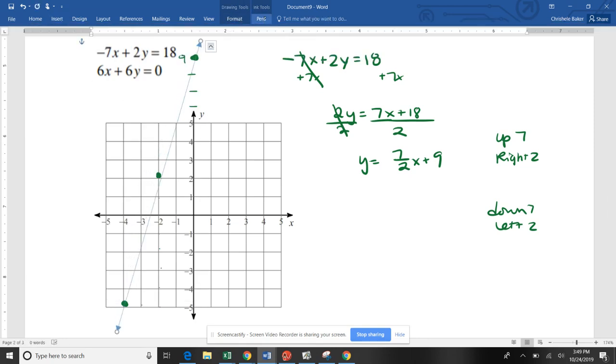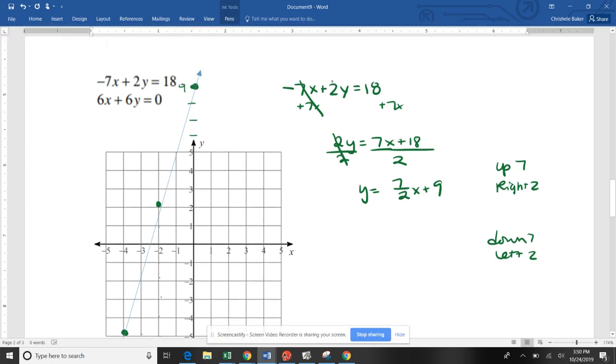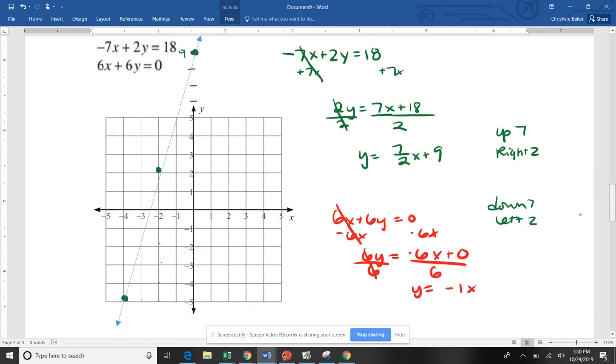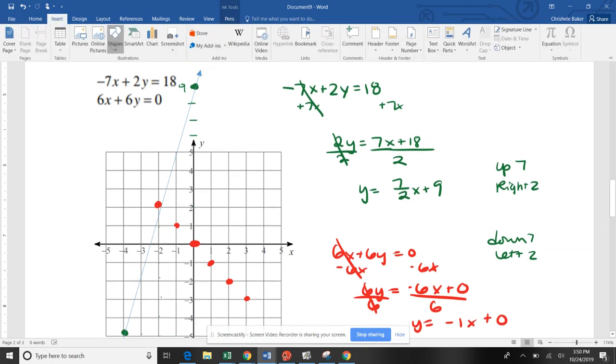Okay. My second equation is 6x plus 6y equals 0. Subtract 6x from both sides. Divide both sides by 6. Means my y-intercept is 0. And my slope is -1/1. Down 1 to the left 1. Down 1 to the left 1. Also, up 1, right 1. Up 1, right 1. And now I've found my intersection point.